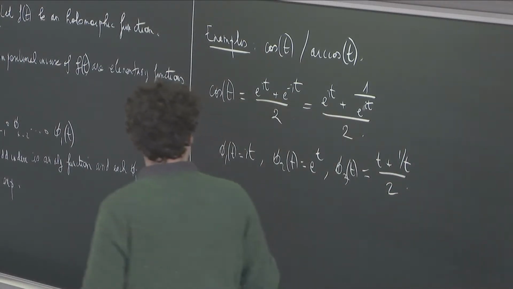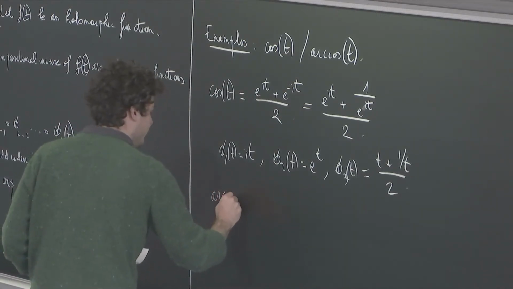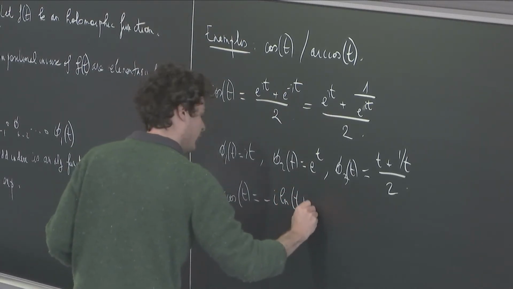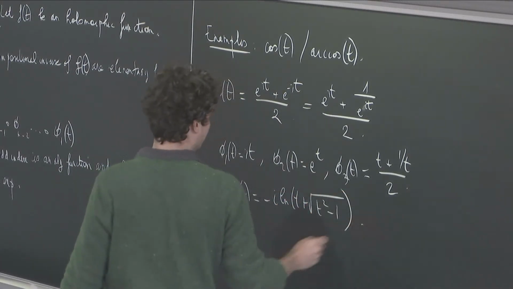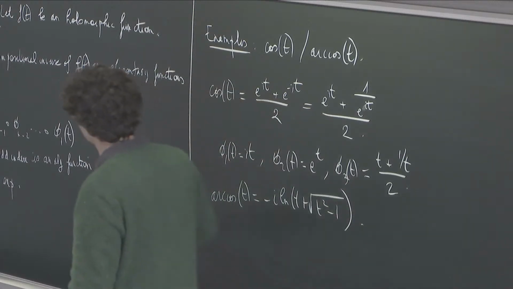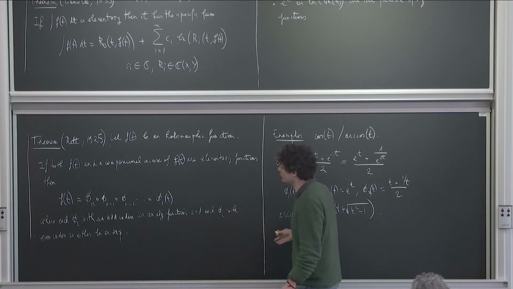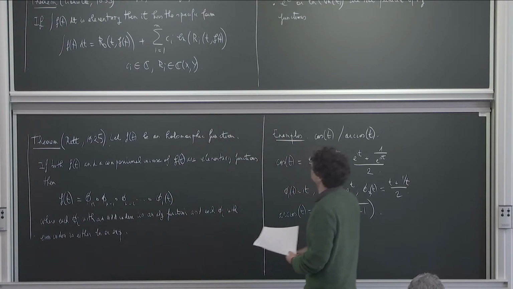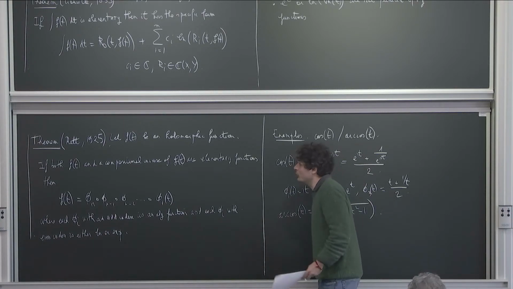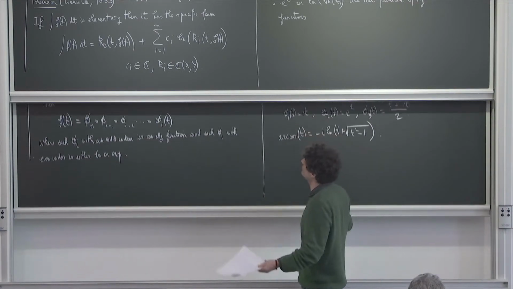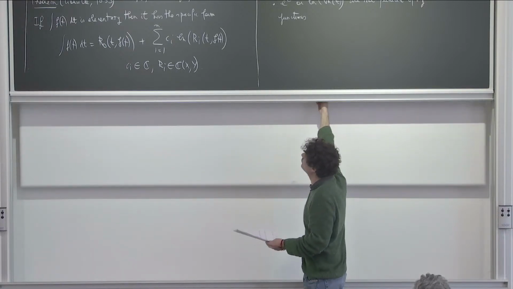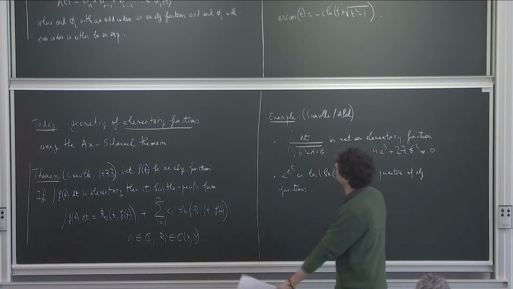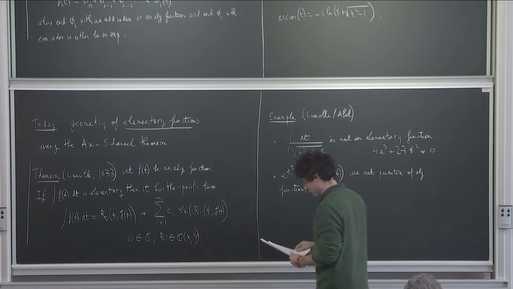Okay, and the formula for arc cosine of t, I already gave it to you. It's minus i log of t plus square root of t squared minus 1. And again, both functions can be written in this form. And the point of the theorem is to say that this is the only way. So you see, we can compute quite well with elementary functions, and the question is how to explain these very nice algebraic properties that I call geometric properties. Maybe algebraic properties would be a better name for these functions.